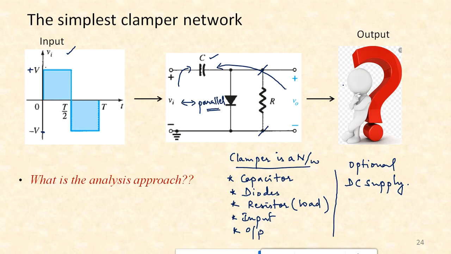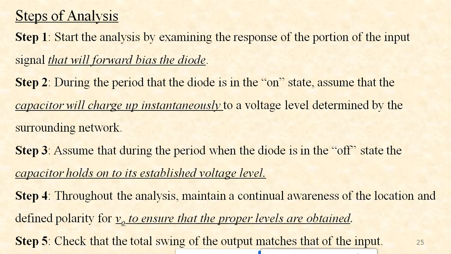Fine. So moving forward, what is the analysis approach? Well, there are some standard steps given in your textbook. I'll just read it out and then we'll try to understand the meaning of these particular steps by considering a very simple clamper network. So these are the steps of clamper analysis. The first step says start the analysis by examining the response of the portion of the input signal that will forward bias the diode. The keywords are underlined here, so please pay attention to the underlined words.